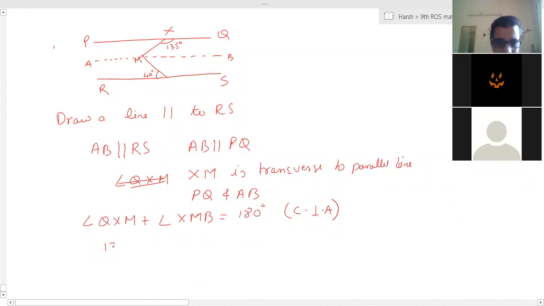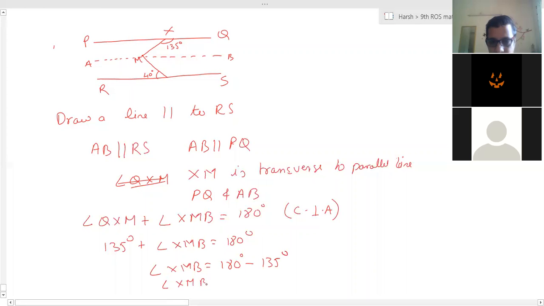Now, QXM is 135 degrees plus angle XMB equals 180 degrees. Angle XMB equals 180 degrees minus 135 degrees. Angle XMB equals what? 45.